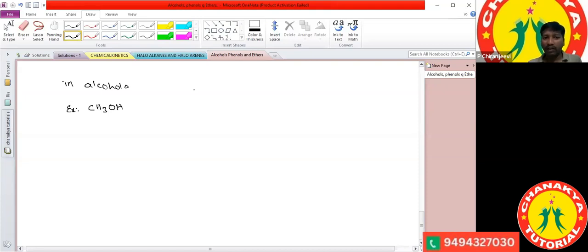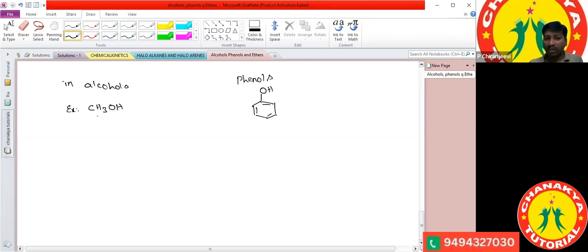Okay, and here phenols. The example for phenol we can write as a benzene ring having an OH group. If the OH group is present on the benzene ring, we can call it a phenol. Now we have seen the structure and all.